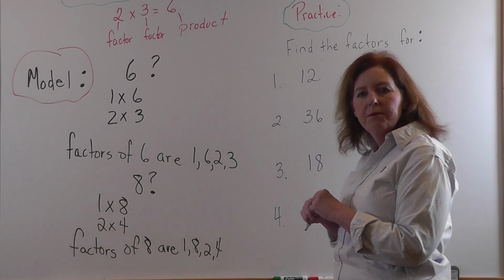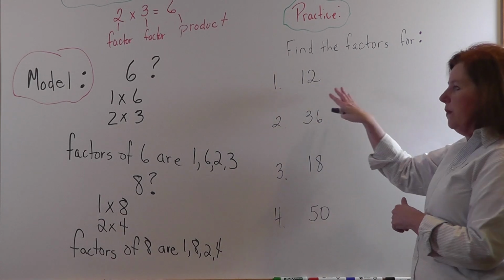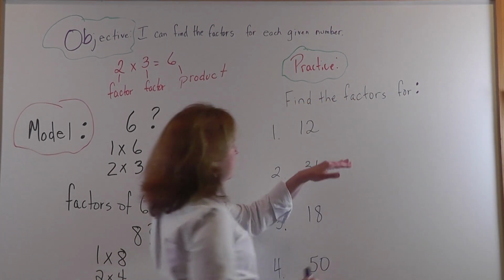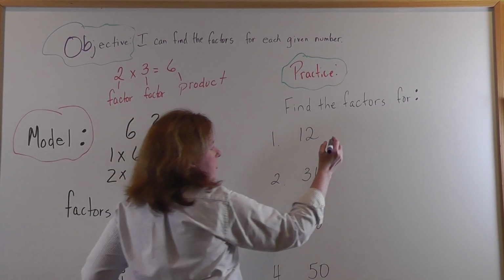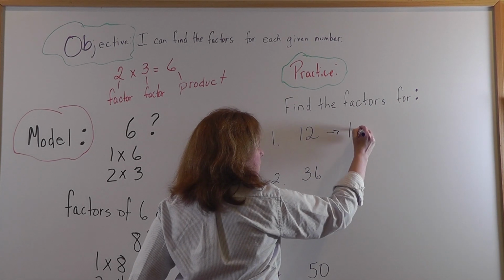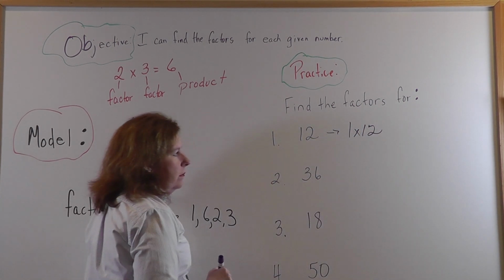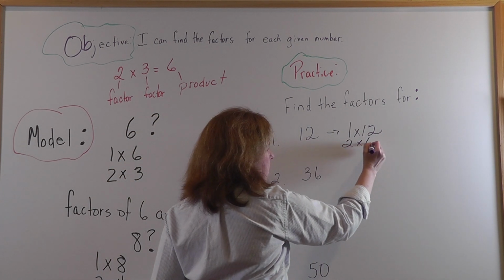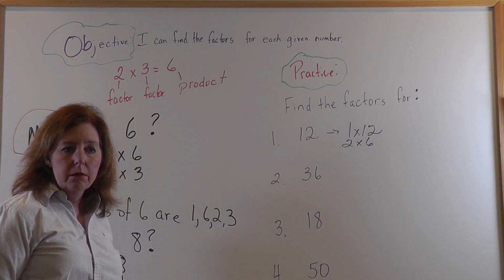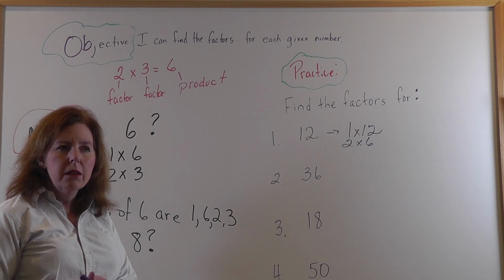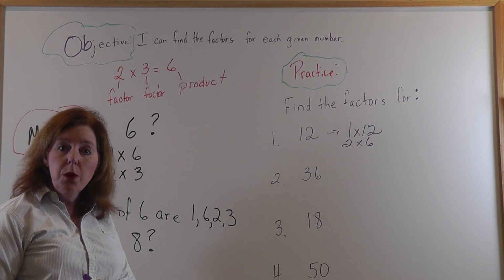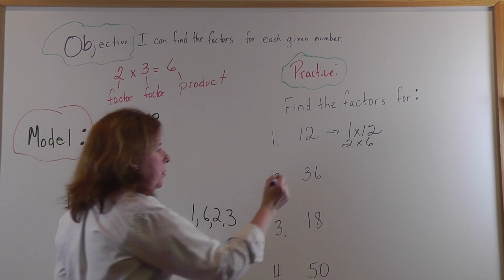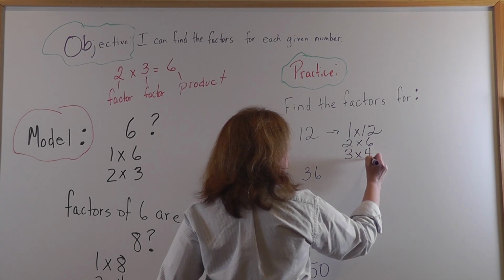Now let's practice. Find the factors for 12. Okay? So I know 1 times 12 equals 12. I also know that 2 times 6 is 12. Are there any other numbers that can be multiplied to get 12? 3 times 4 is 12. So I'll put 3 times 4 equals 12.